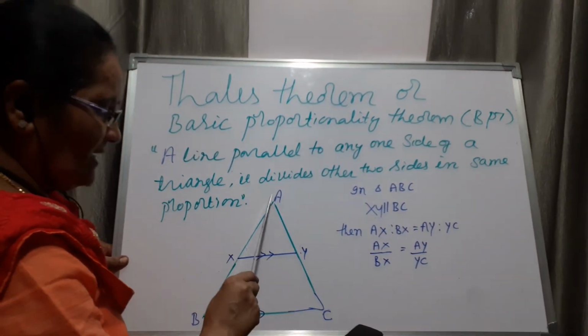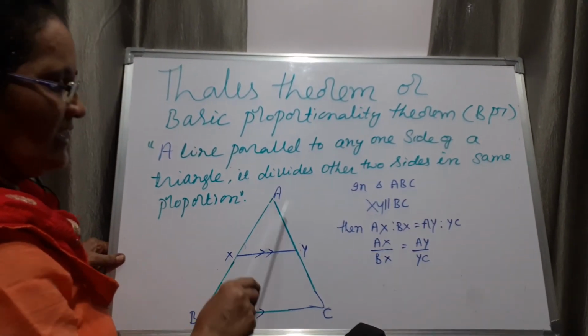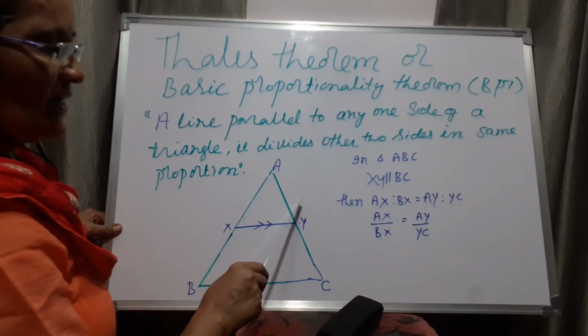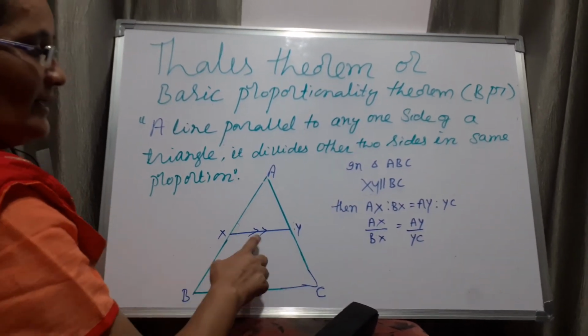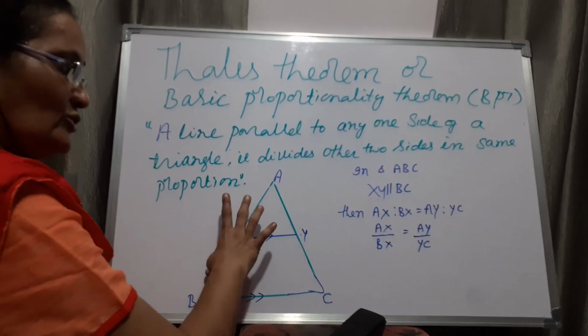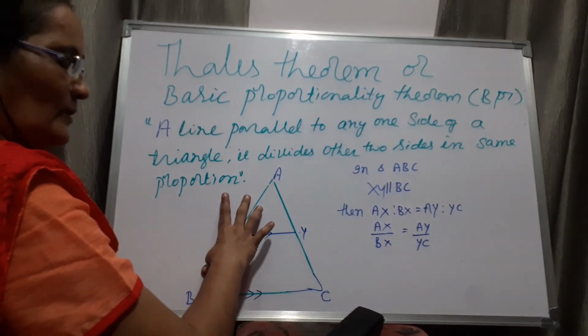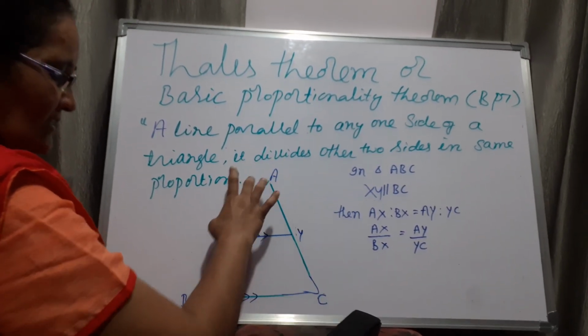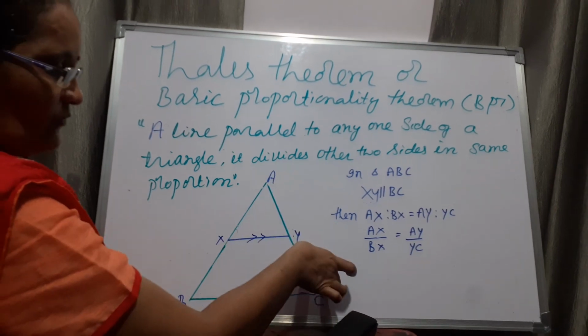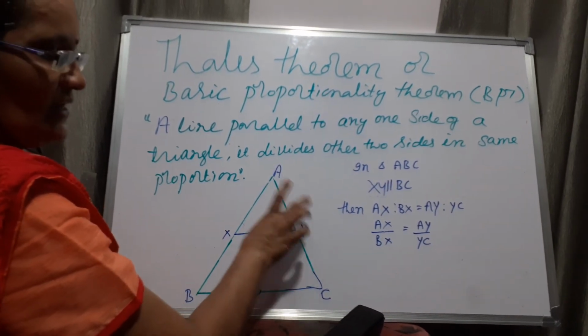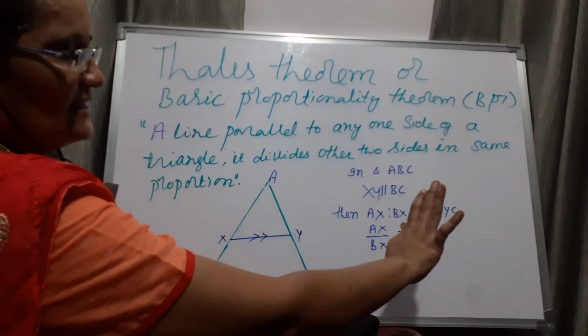You have to take AX by XB, AY by YC, not AX by AY. That is, I told, it divides AB and AC in the same ratio. That is AX by BX, AY by YC, not AX by AY. Did you get the idea? This is Thales theorem.